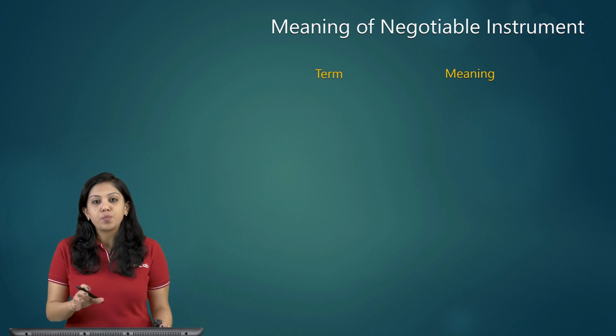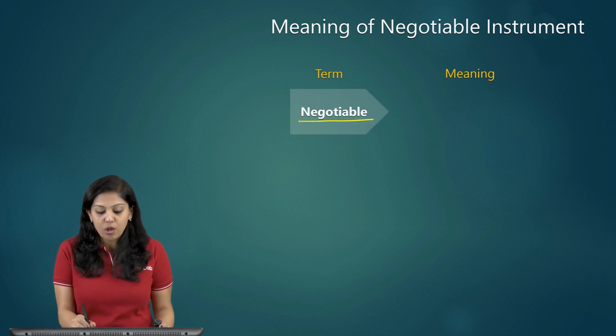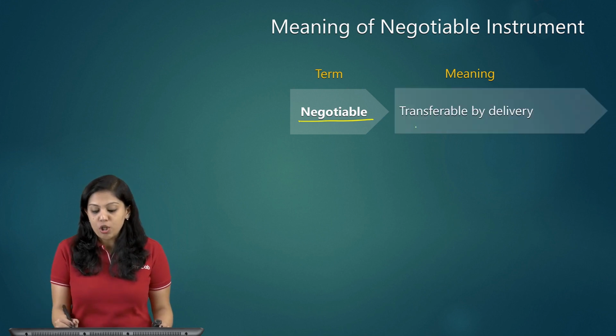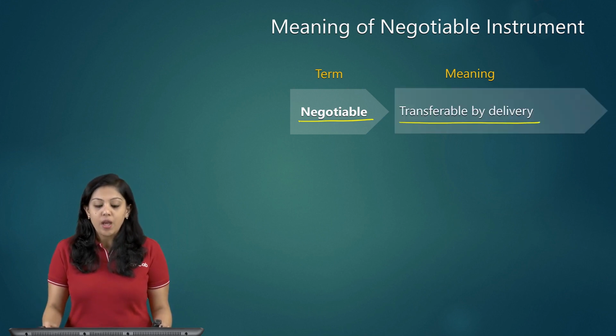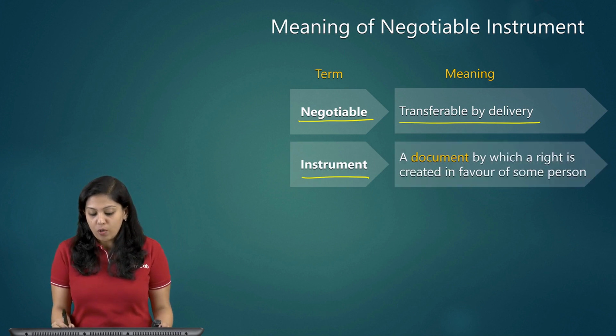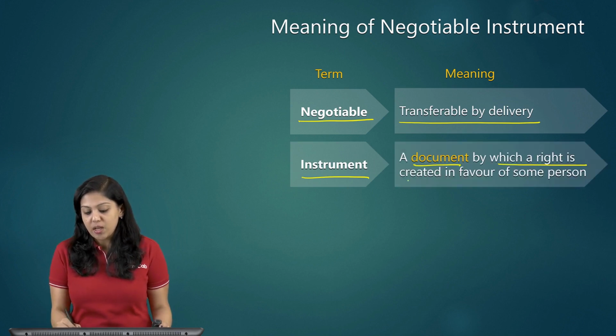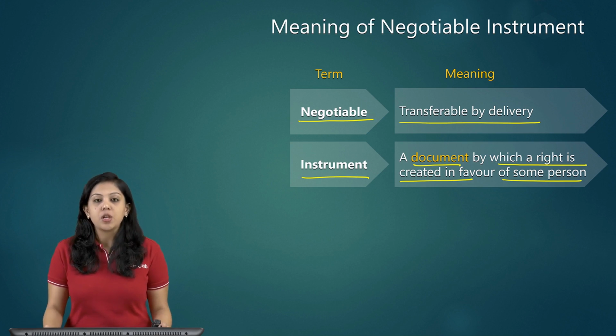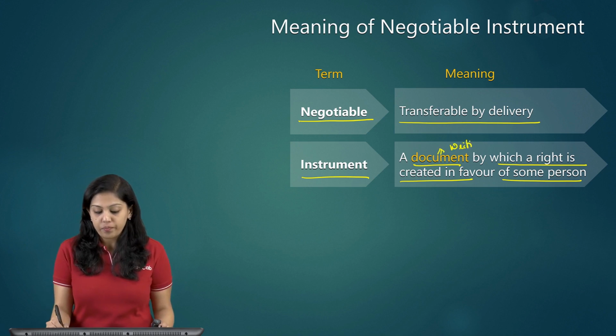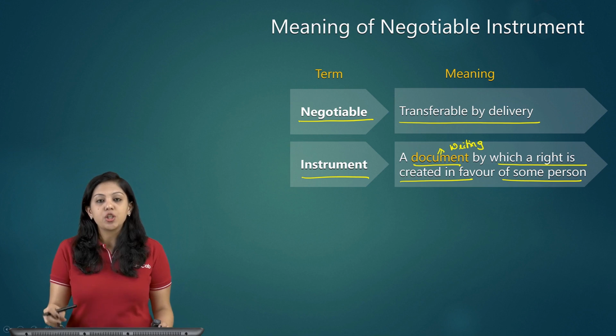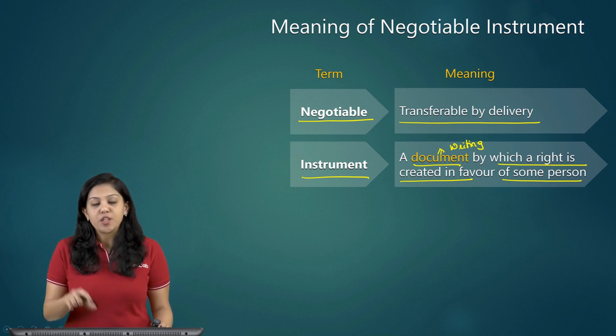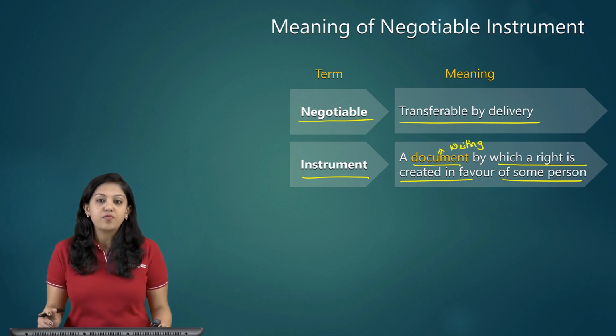So here I've split this term, that is negotiable instrument, into two words. So let's understand what is the meaning of the word negotiable. So negotiable means transferable by delivery, and instrument means a document by which a right is created in favor of some person. So instrument basically means a document. So when we say a document, it should be in writing only. That means the terms and conditions will be specified in writing, so expressly stated in words. So a document by which a right is created in favor of some person.